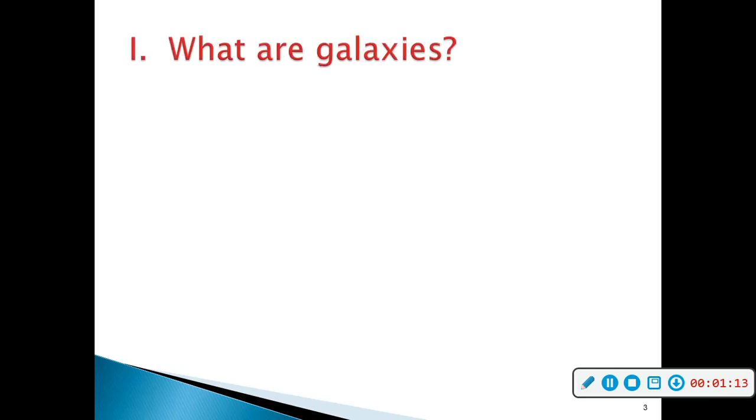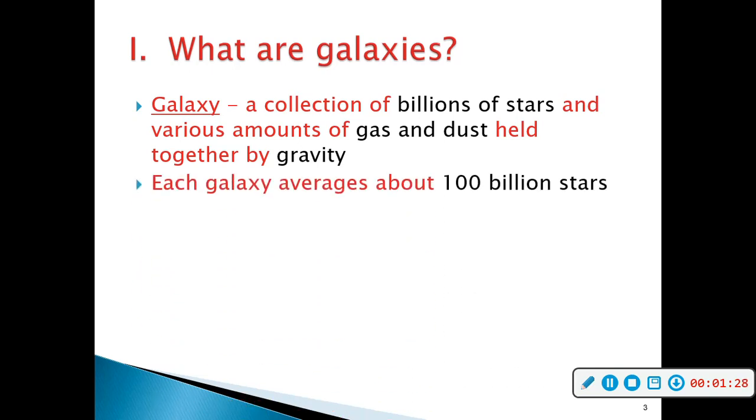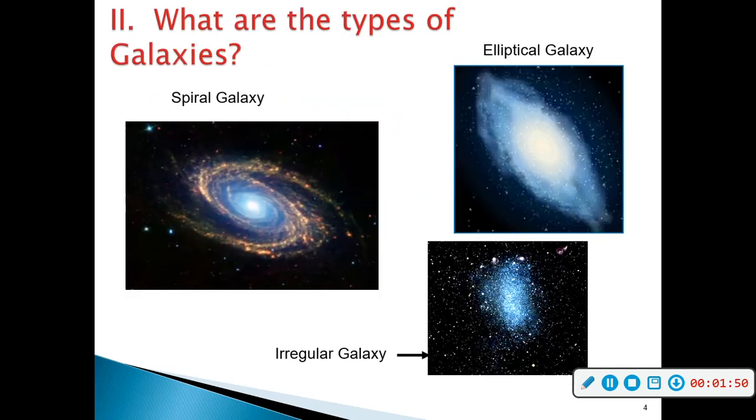Galaxies are basically collections of billions of stars, gas, and dust held together by gravity. So gravity holds everything together. Everything in the universe is moving, and we'll talk about the formation of that in a moment. Each galaxy averages about 100 billion stars, which is a huge number. This again makes you feel very small, because our closest star is the sun. That shows you how big the universe truly is. There are over 100 billion galaxies in the universe. Again, an enormous universe.